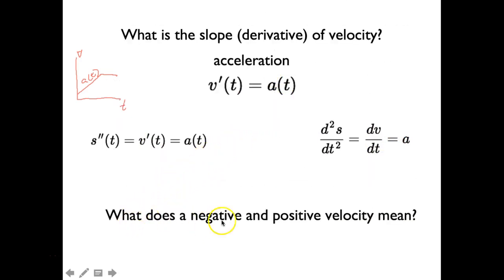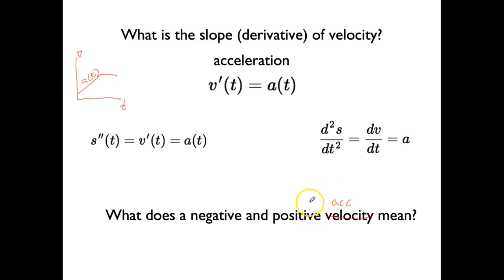Okay, so what does negative and positive velocity mean? I think I messed up here. I meant to put acceleration. Okay, so what does negative and positive acceleration mean? Well, a negative acceleration means that it's decelerating. Positive acceleration means that it's accelerating.